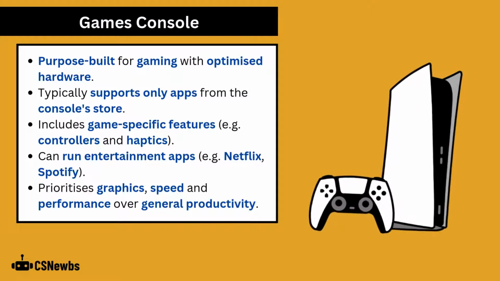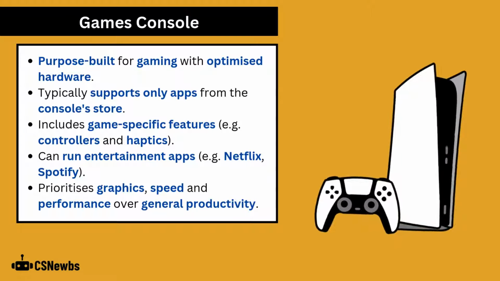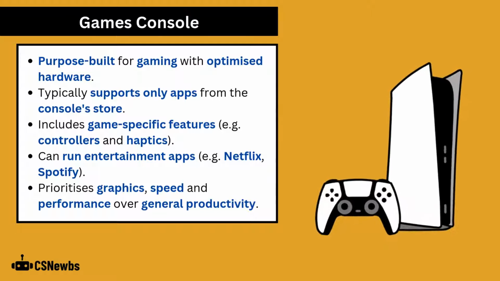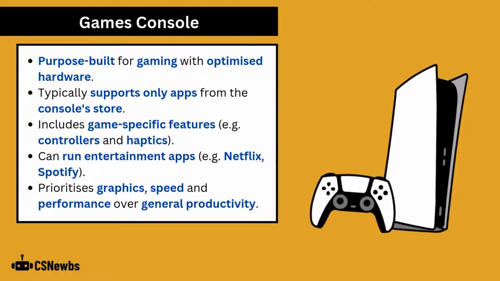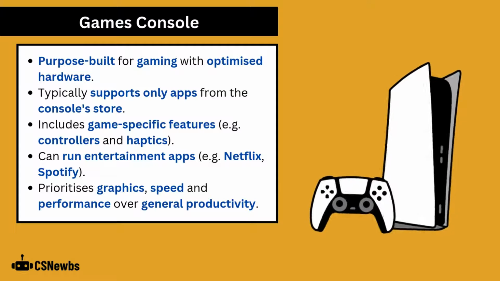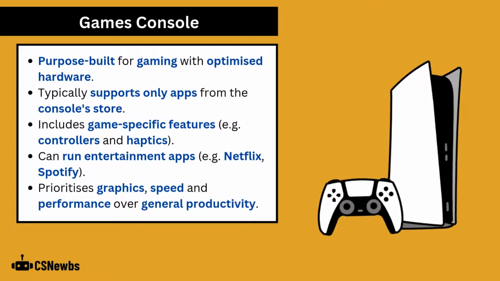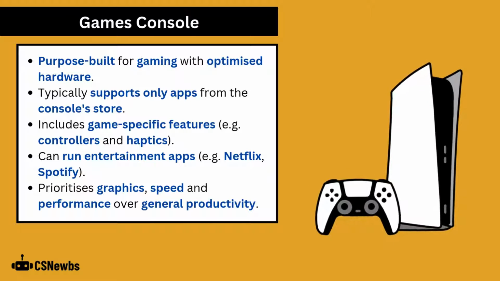Games consoles are purpose-built for gaming with optimized hardware. They typically support only apps from the console store. They include game-specific features such as controllers and haptics. They can run entertainment applications like Netflix and Spotify, and they prioritize graphics, speed, and performance over general productivity.